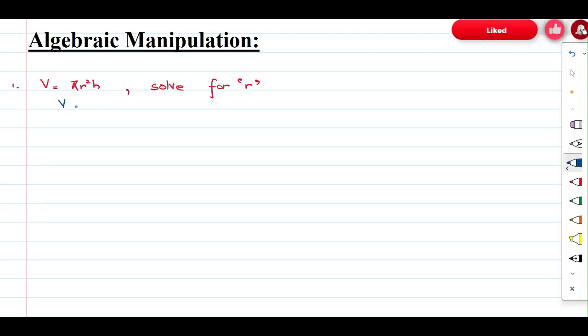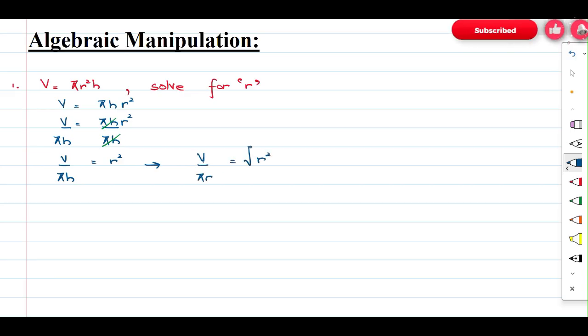We can say v is equal to pi h and you have r square. You can say v is equal to pi h r square. Let me divide both sides by pi h. You can see this side is cancelled out and you are left with r square. So v over pi h is your r square.